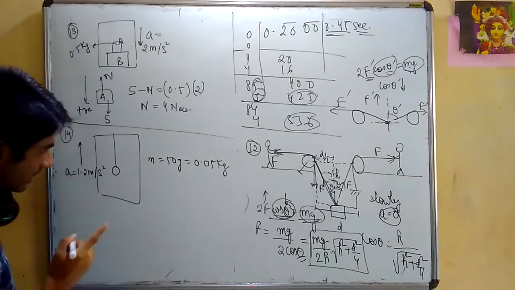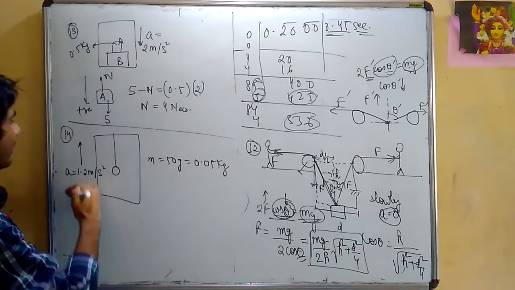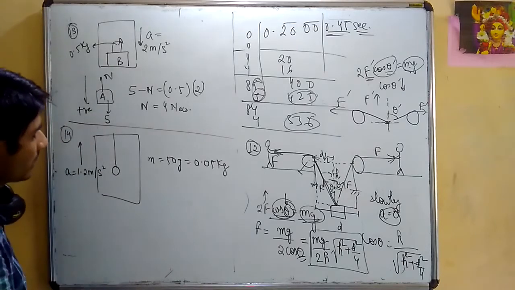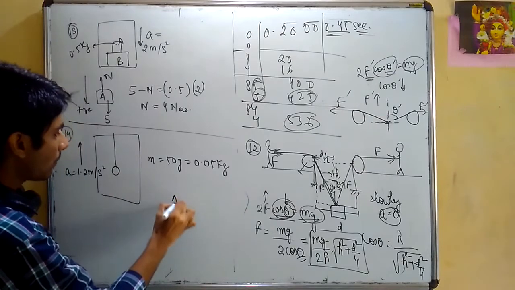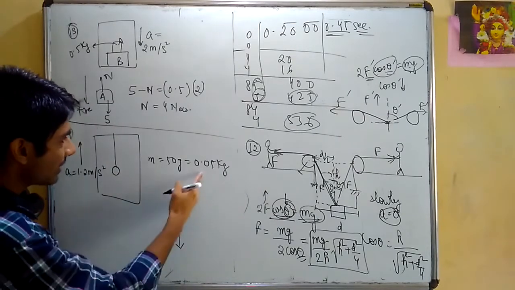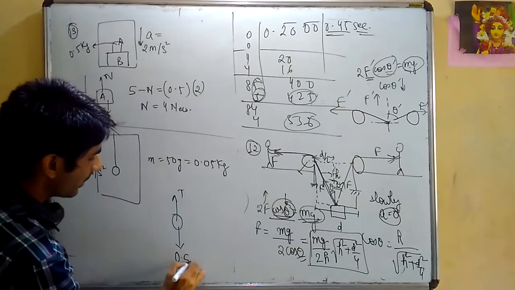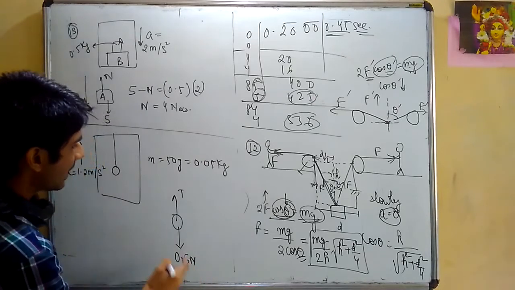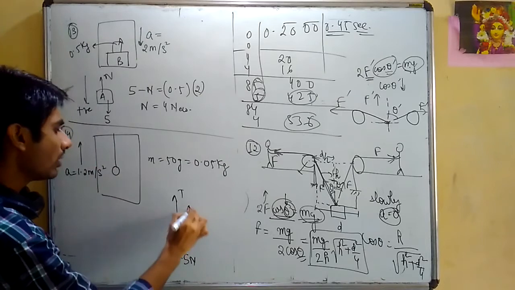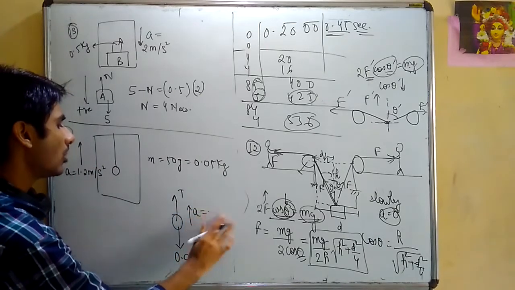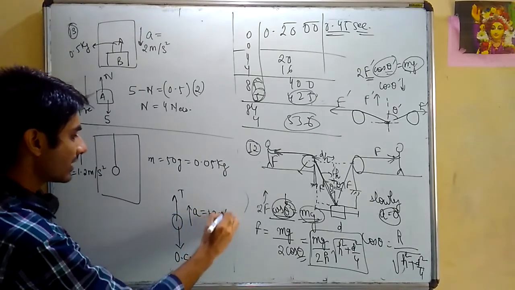Please listen to this question very carefully. It's a good question. If the elevator goes up with 1.2 meter per second square, I am supposed to find the tension. So if I draw the FBD of this ball, upward is tension and downward is mg, that is 0.5 Newton will be the weight. And overall, this is going up with an acceleration of 1.2 meter per second square.